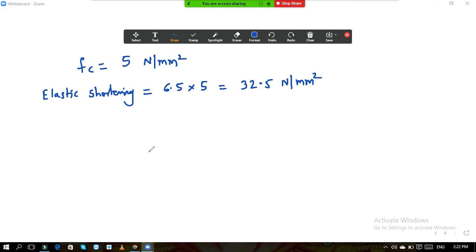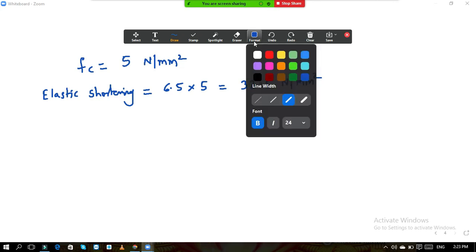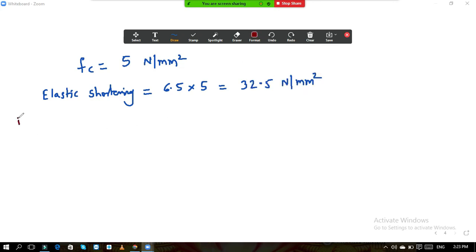Then next is the loss due to creep of concrete. The third loss, loss due to creep of concrete. Loss due to creep of concrete.